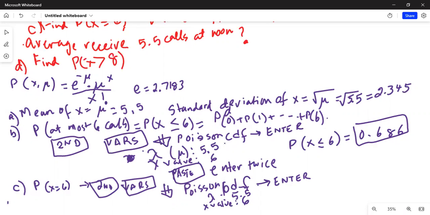And then we go to paste. The next line is paste. And again, we bring the cursor on paste and hit enter and enter. And the probability of x equal to 6 is equal to, so paste, enter and enter, is 0.157.